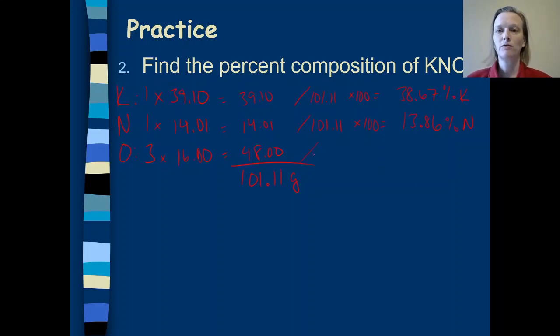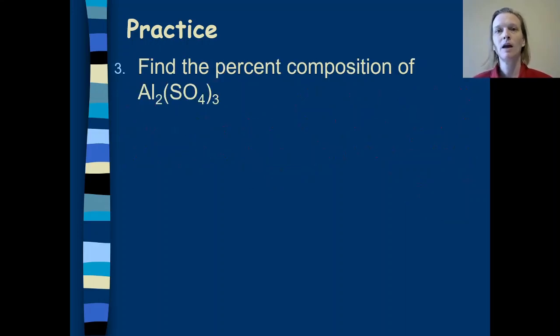For oxygen, I do 48 divided by 101.11 times 100, and that gives me a percent composition of 47.47% oxygen. So now I know if I have potassium nitrate, it is always 38.67% potassium, 13.86% nitrogen, 47.47% oxygen. Again, as before, my percentages add up to 100%. Let's do one last example.